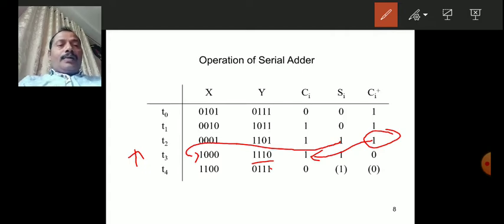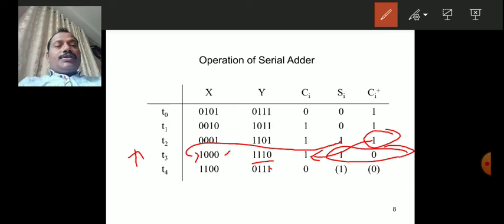Now what are the inputs to the full adder? Now x0 is 0, y0 is 0, carry input is 1, that means 0 plus 0 plus 1. Then the sum is 1, carry is 0. Sum is 1, carry is 0.